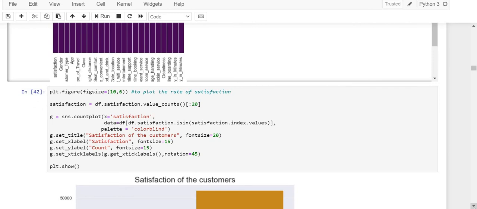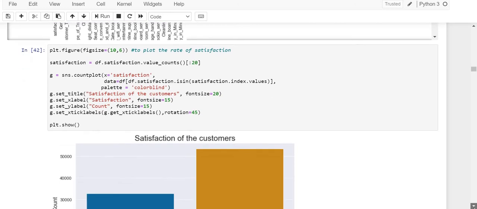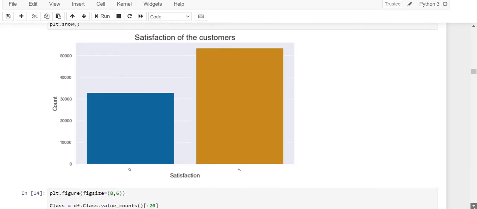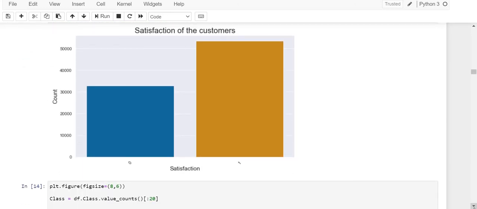Now starting with the visualization, we're using the satisfaction column and generating a graph to know the count of customers who are satisfied and customers who are dissatisfied. By looking at this graph, we can say that the majority, that is more than 50,000 customers, are satisfied and around 32,000 customers are neutral or dissatisfied.